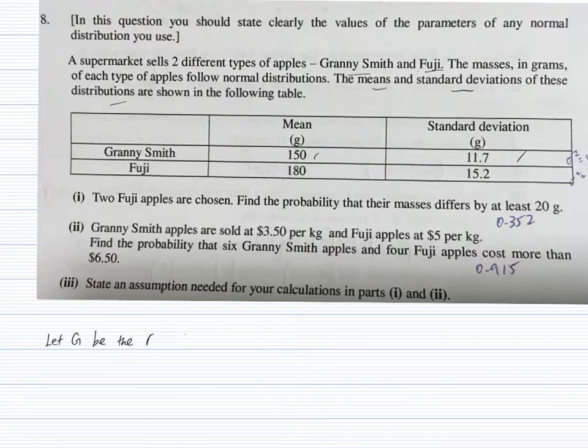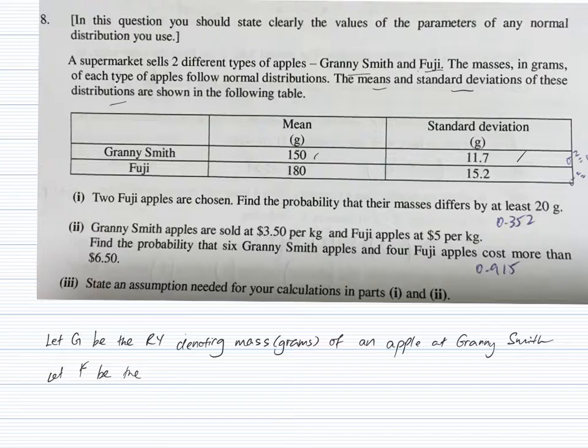be the random variable denoting the mass in grams of a Granny Smith apple. So you always remember that you need to define your variables. Let F be the random variable denoting the mass in grams of a Fuji apple.